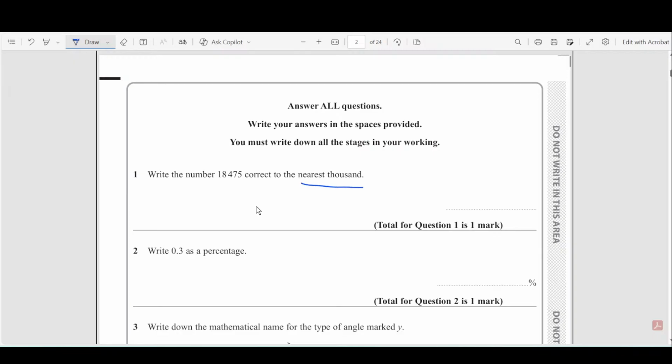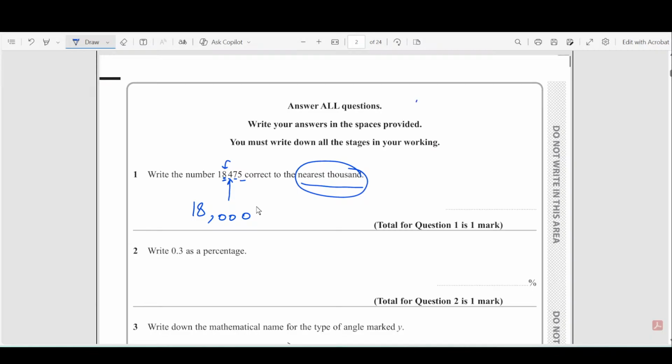So nearest thousand: this is ones, tens, hundreds, thousand. For thousands you need to look at the hundreds digit, which is 4. Since 4 is less than 5, we round it down. Down means keeping the thousands digit as 8, and we make the rest of the digits zeros. So this will become 18,000, and that's our answer.